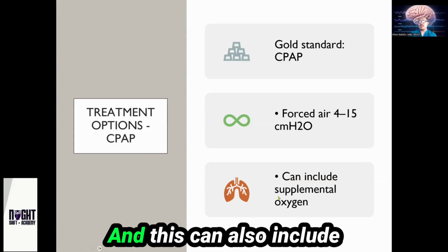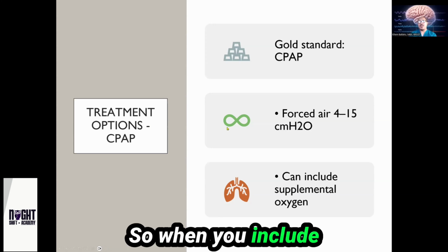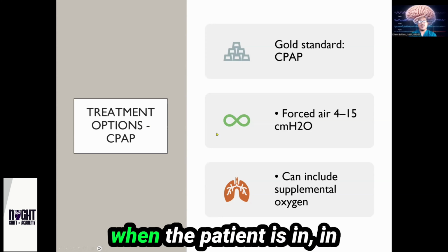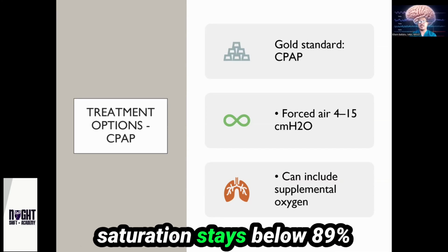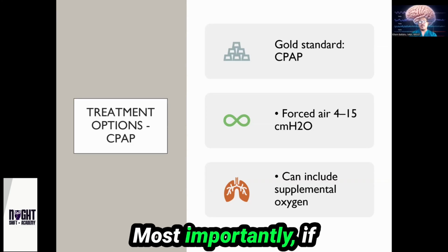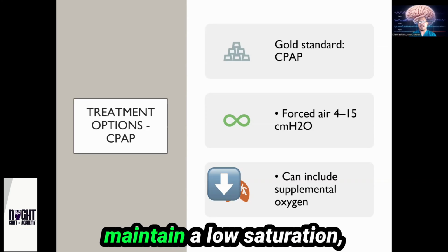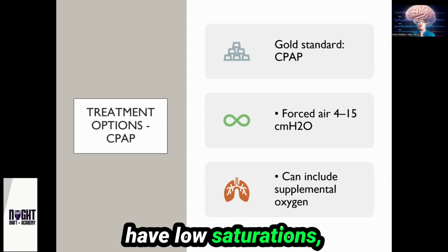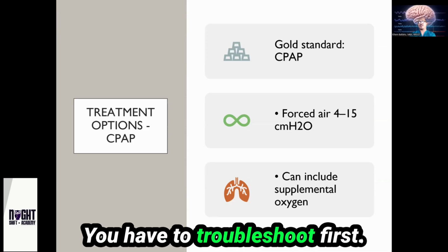And this can also include supplemental oxygen. Remember that when you include supplemental oxygen, it's when the patient is on CPAP or room air, but their saturation stays below 89% for more than 5 minutes. Most importantly, if the patient is still on diagnostic and they maintain a low saturation. But when your patients have low saturations, you don't just jump and add supplemental oxygen. You have to troubleshoot first.